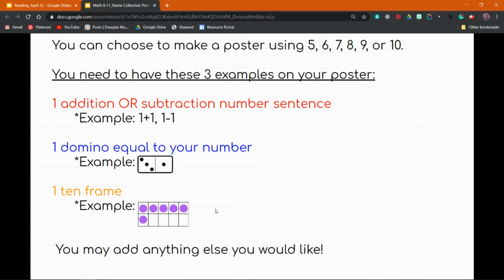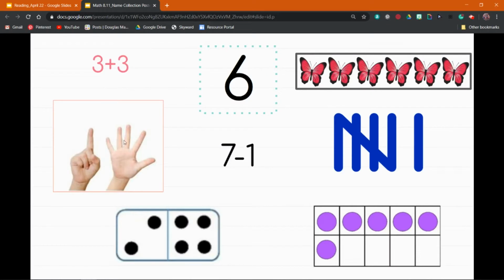You may add anything else that you would like to your poster. Going back and looking, if you pick the number 5, maybe you want to draw a hand that's showing 5 fingers. You could even trace your own hand. That's a good idea. You could trace your own hand, your own fingers. Maybe you want to include the tallies. Remember, when you get to number 5 tally, we have 1, 2, 3, 4. When you get to 5, you close the barn door. Okay, so maybe you want to use tallies.